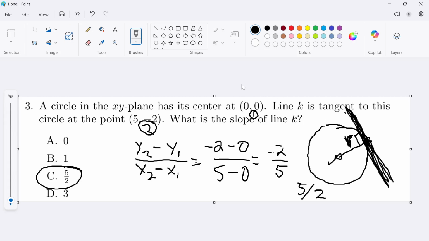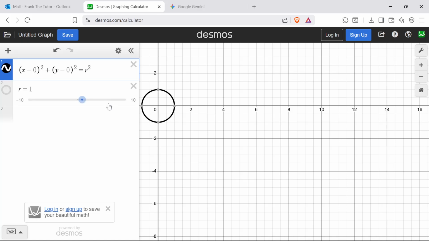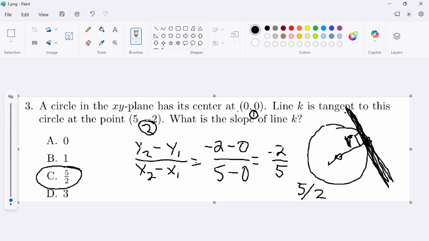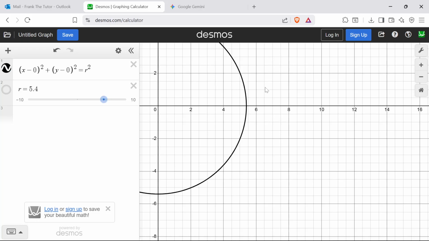I can also do this on Desmos. I can draw a circle on Desmos. Remember, it's x minus h squared. H in this case is 0, plus y minus k squared, which k is 0, equals r squared. I will make a slider for r, and according to this, I want it to touch at 5, -2. So let me see if I can get that for 5, -2. It's pretty good, I think.